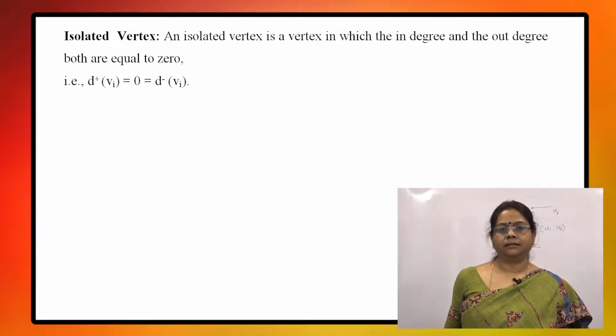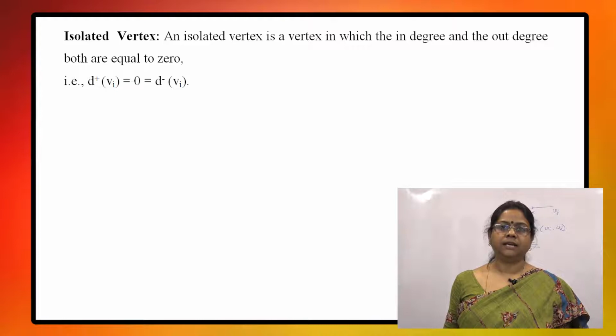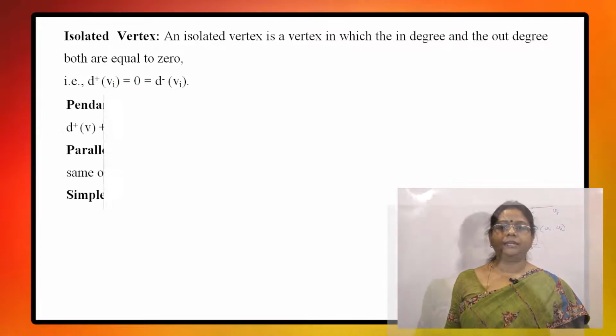Now we come to the term isolated vertex. Similarly, as in the case of an undirected graph, here also an isolated vertex is a vertex in which the in degree and out degree both are equal to 0. That is, no edge comes out of it and no edge goes into it. So d plus Vi equals 0 equals d minus Vi. Then we call it an isolated vertex.